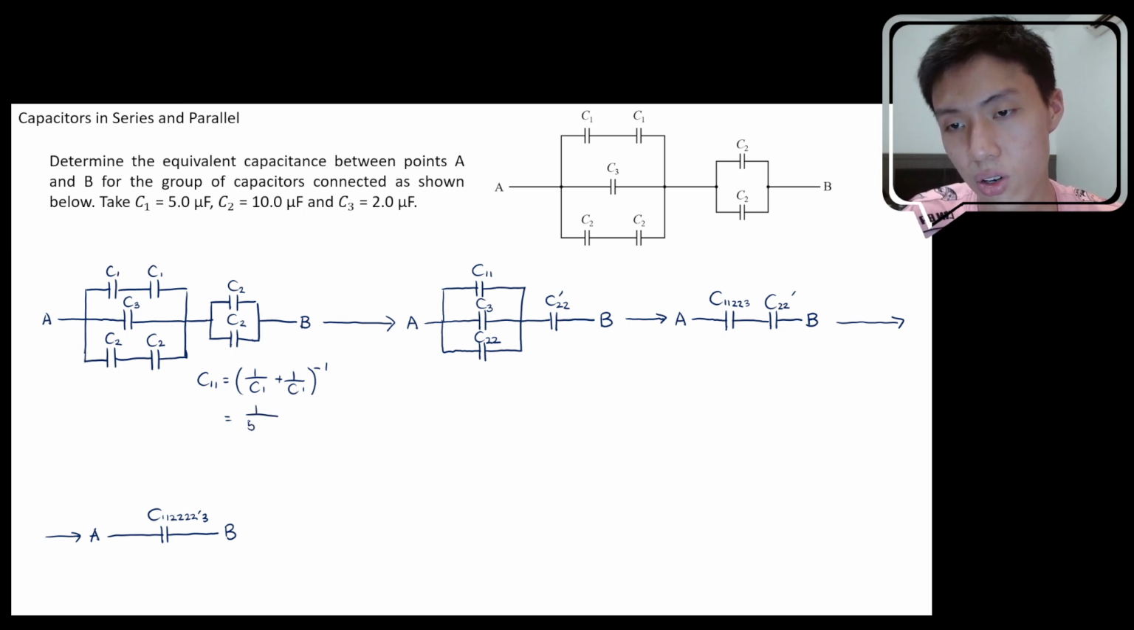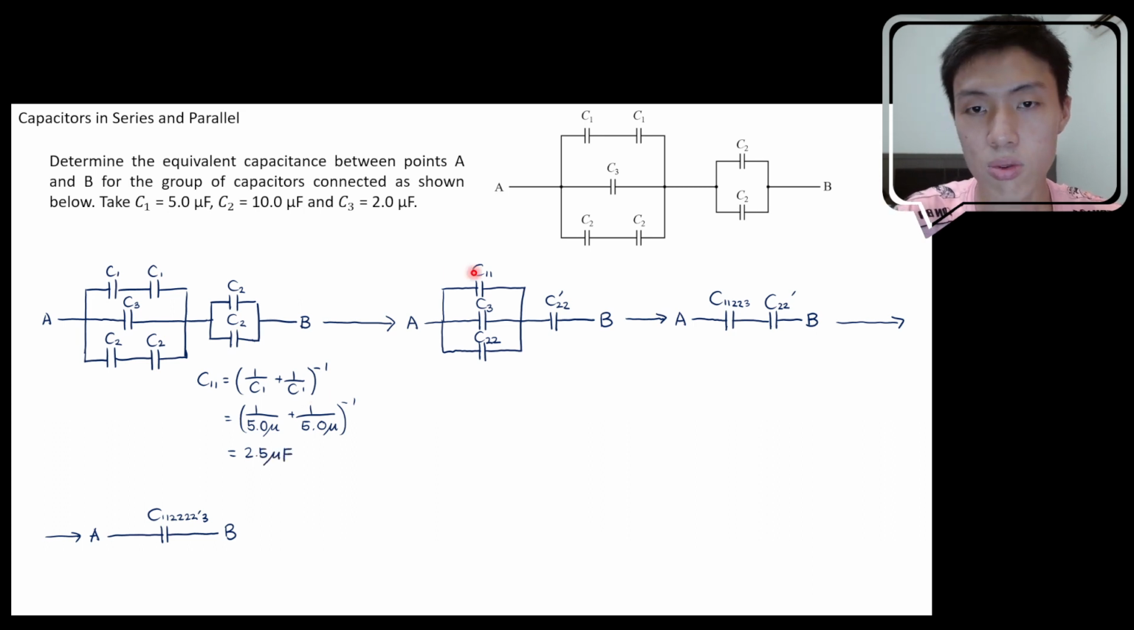Okay, so substitute 1 over C1. I'm taking a shortcut by not writing down the times 10 to the power -6. I'll just write micro. Plus 5.0 micro, to the power -1. So if I do my calculation, you get 2.5 microfarad. So this will be C11, what we get after merging C1 and C1 together. C3 remains the same, so we will not touch C3.